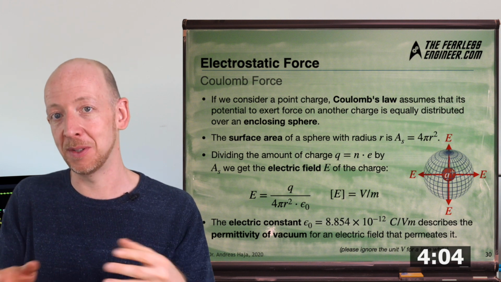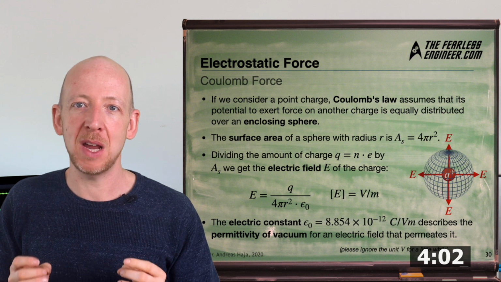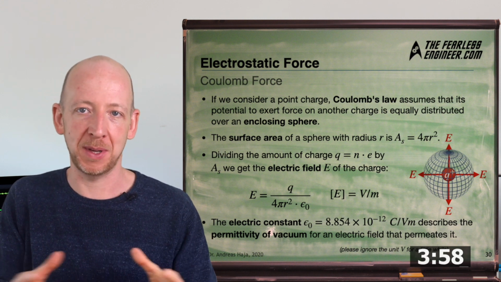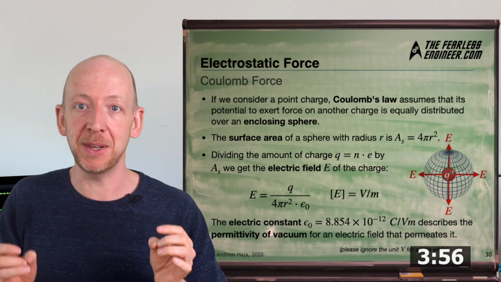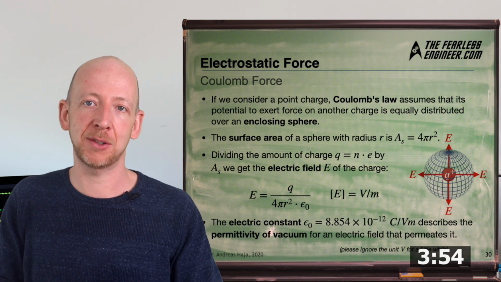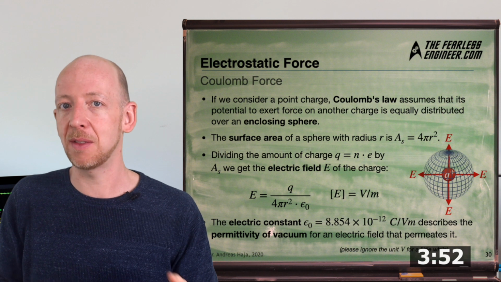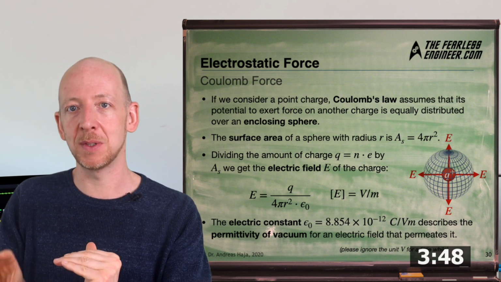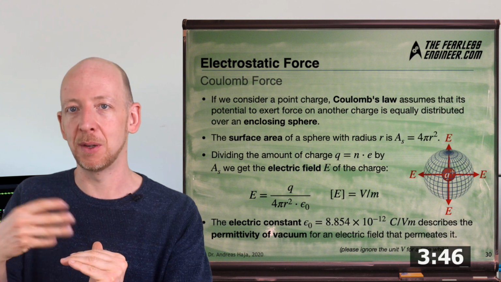We will talk about the units later on, and it describes the permittivity of vacuum for an electric field that permeates this vacuum. So the electric field, a very important concept in electronics and electrical engineering, is nothing more than charge divided by surface area times the permittivity of the enclosing matter.